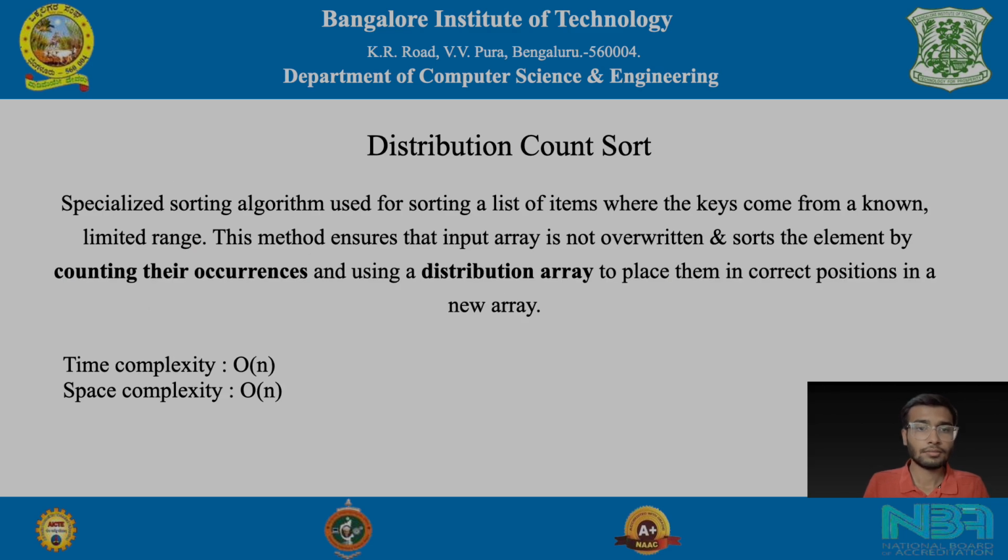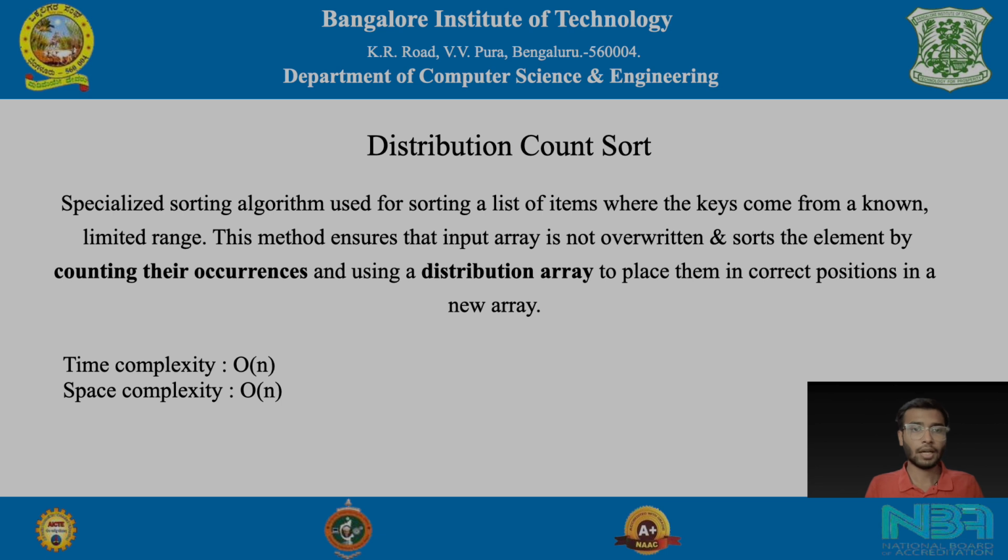Now there is another method to perform sorting by count, which is distribution count sort. Distribution count sort is a specialized type of sorting of a list of items where the keys come from a known limited number of ranges. This method ensures that the input array is not overwritten and sorts the elements by counting the occurrences and using a distribution array, and places them in correct positions in the new array. So by counting the number of occurrences of a particular element in an array, it arranges them in a distribution array, and from that distribution array, it takes the correct positions into a new array.